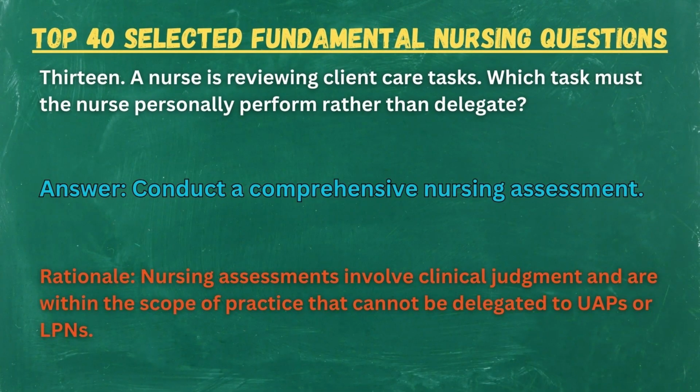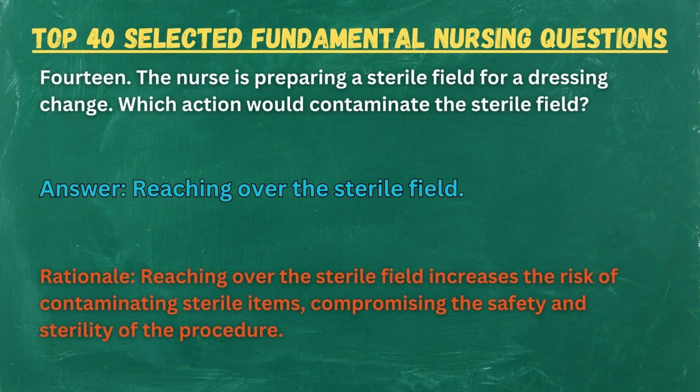13. A nurse is reviewing client care tasks. Which task must the nurse personally perform rather than delegate? Answer. Conduct a comprehensive nursing assessment. Rationale. Nursing assessments involve clinical judgment and are within the scope of practice that cannot be delegated to UAPs or LPNs.